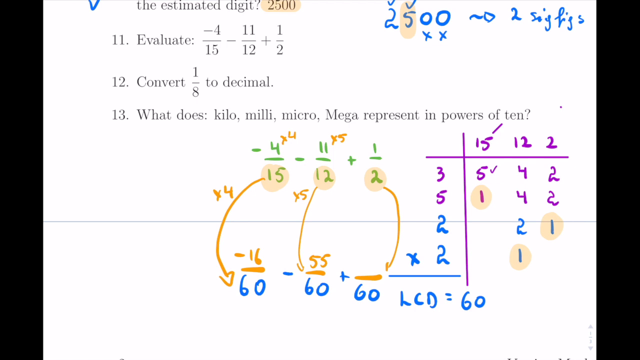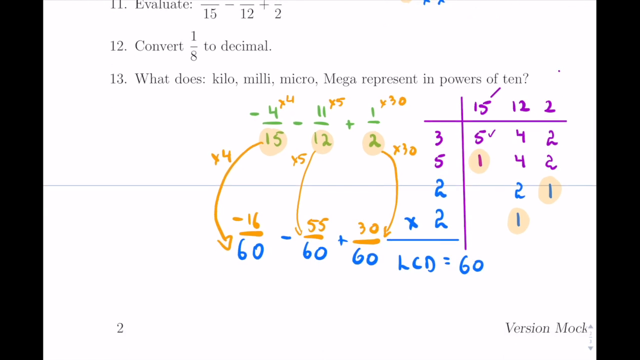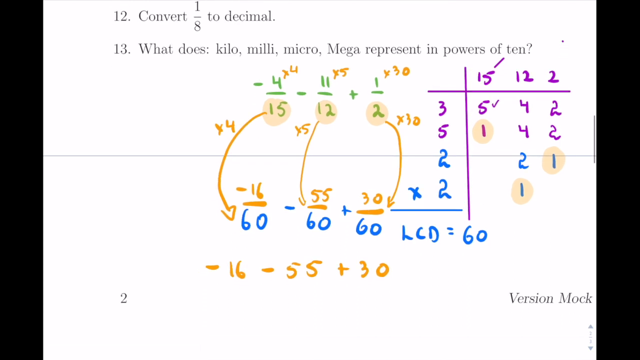And 2 goes into 60 30 times, so that's my multiplier there. Okay. And now I have to go ahead and try to do this. So I have negative 16 minus 55, and then plus 30. So first these. Okay, so I'm actually really just adding, but it's going to be a negative.